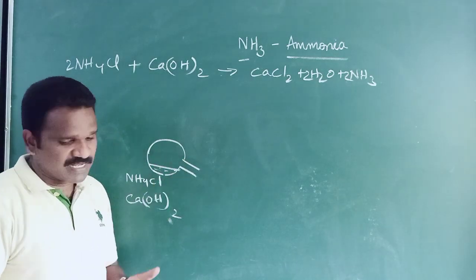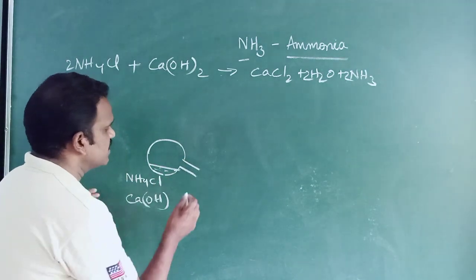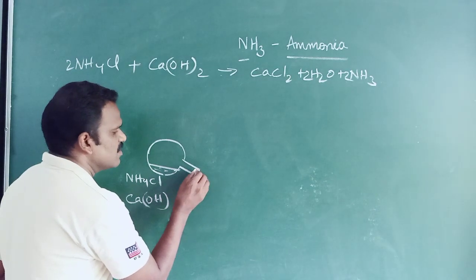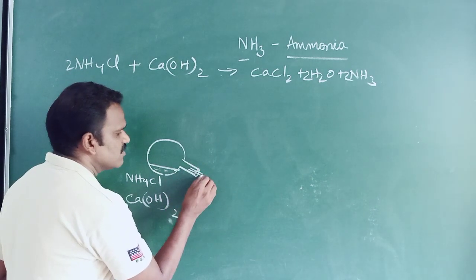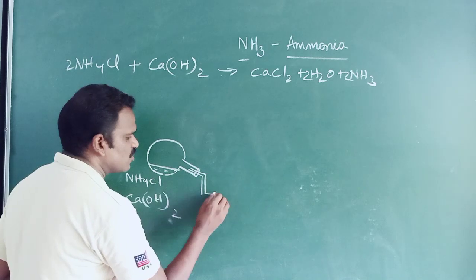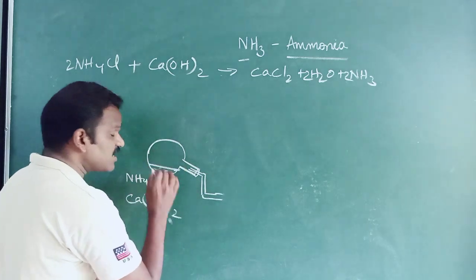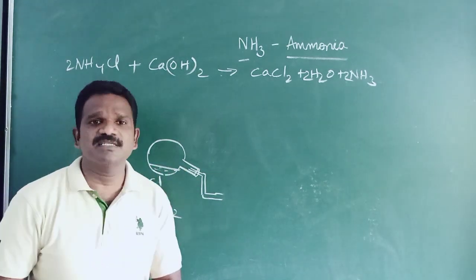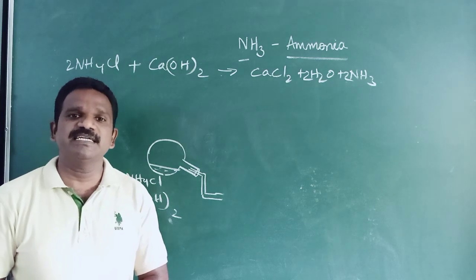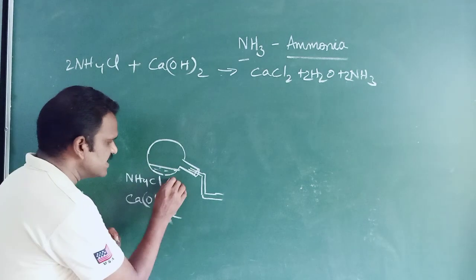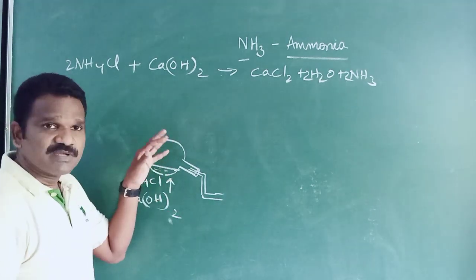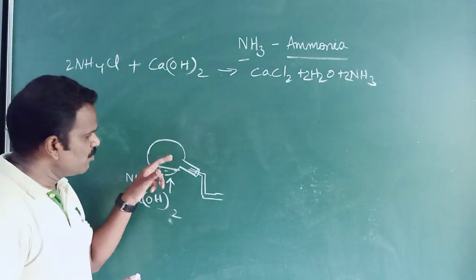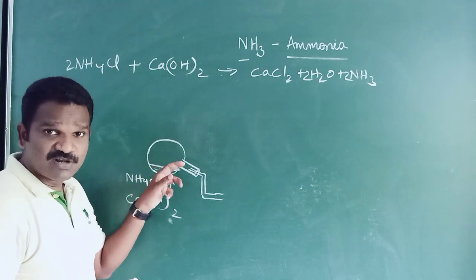This round bottom flask, we are taking in a tilted manner with a one-hole rubber stopper like this. Now, why are we taking this round bottom flask in a tilted manner? When we are heating this, ammonia is evolved. When ammonia is evolved, traces of water will also be there.